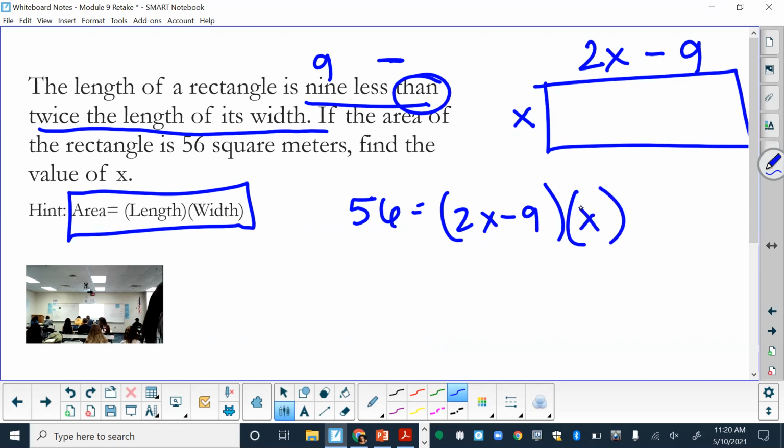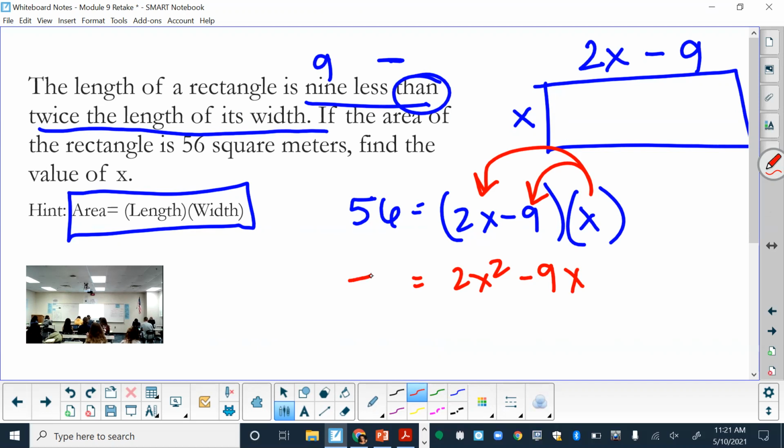So we're going to multiply this out. Distribute that x to both terms. What's 2x times x? 2x squared. What's negative 9 times x? Good. Equal to 56. Now what do I do before I solve it?